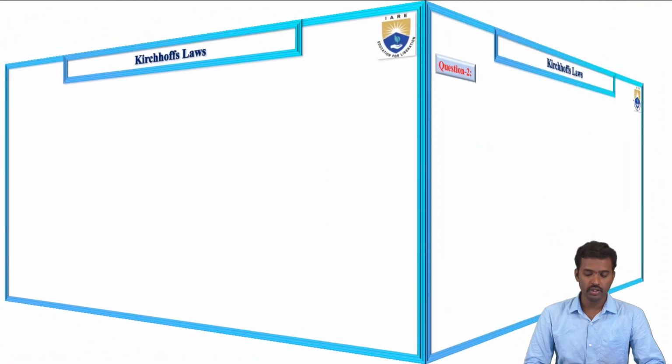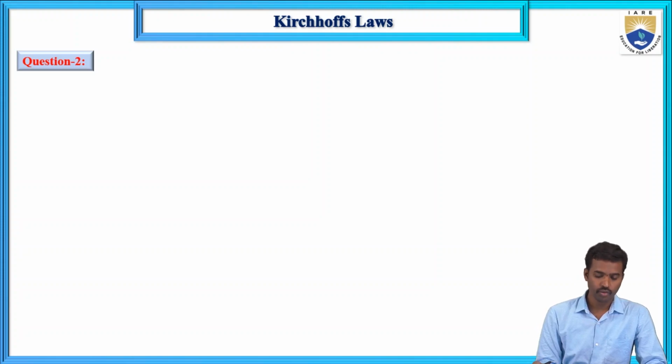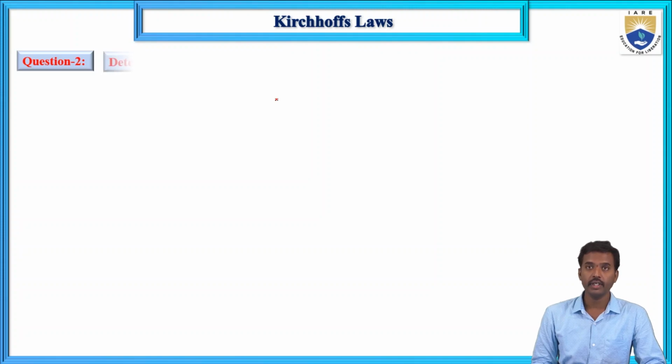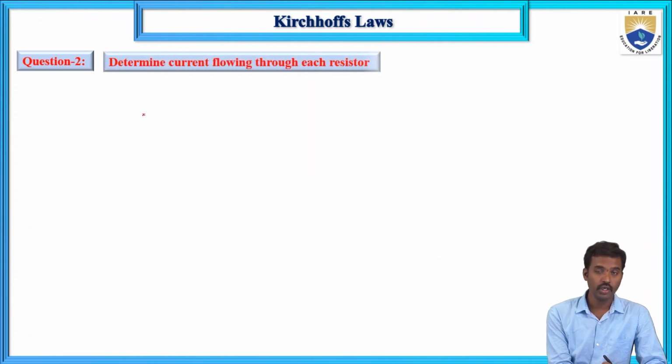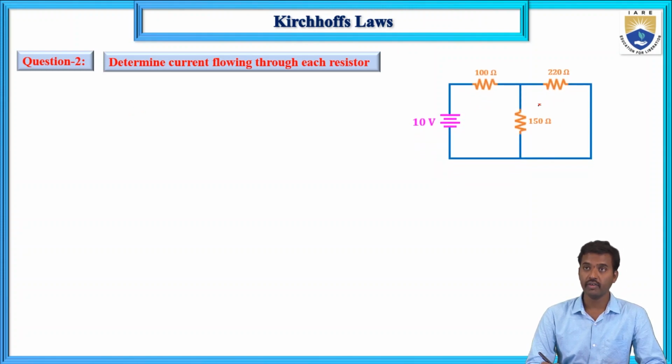So now here is the first problem in KCL. This is circuit 1, our laboratory circuit. Find the current flowing through each resistor: the current flowing through the 150 ohm, the current flowing through the 220 ohm, and the current flowing through the 100 ohm resistor. How will we calculate it?